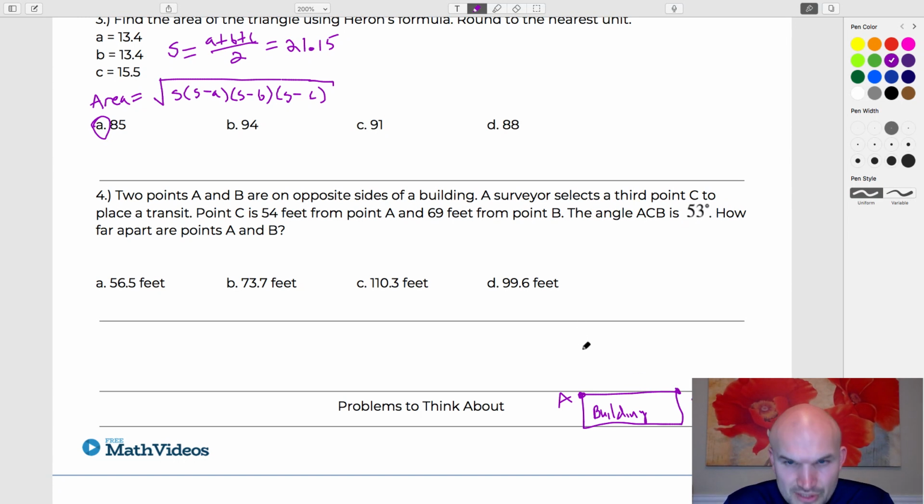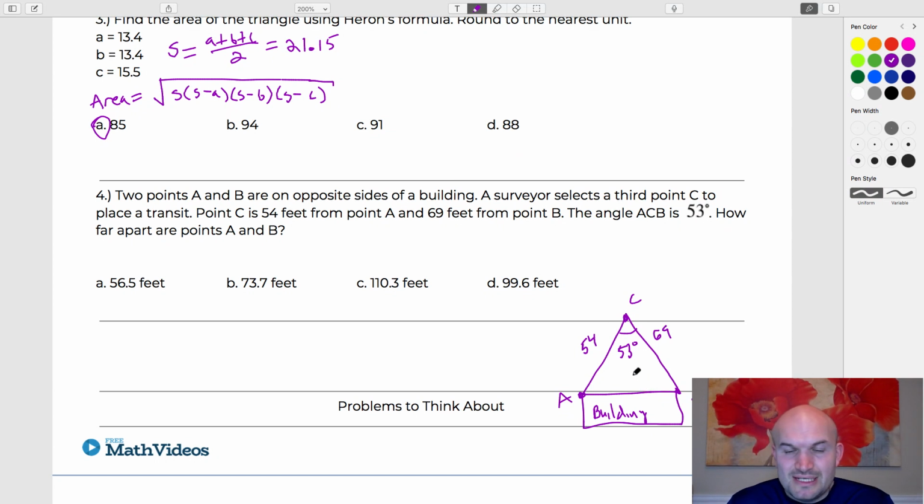And are on opposite sides of the building, and the surveyor selects a third point, C, to place a transit. Point C is 54 feet from point A, so let's say here's 54, and 69 feet from point B. The angle between them is 53 degrees. All right, and how far apart are points A and B?